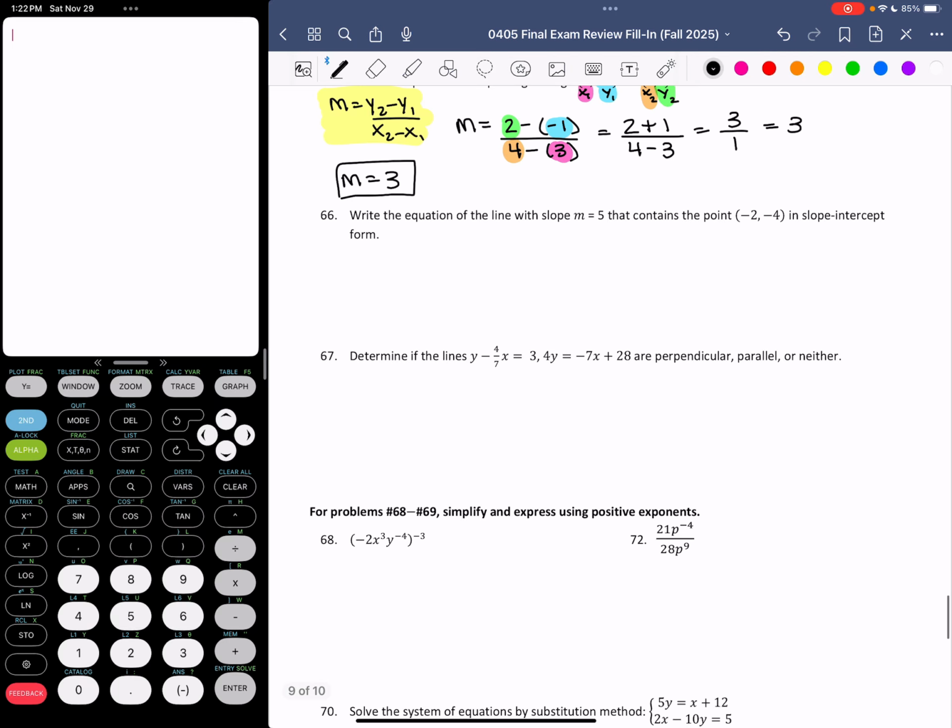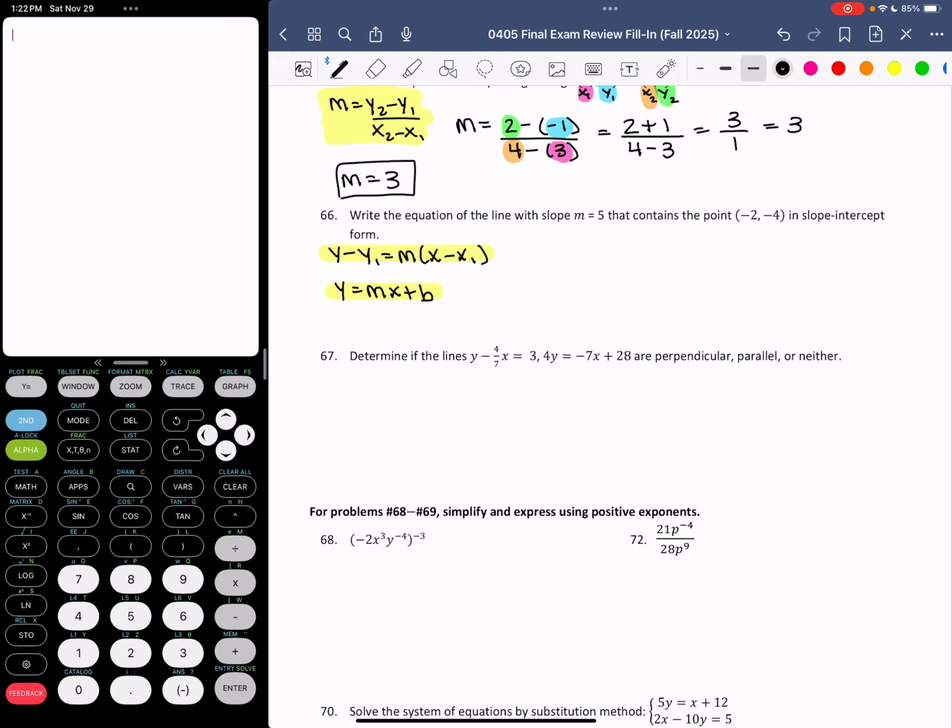Okay, write the equation of the line with slope m equals 5 that contains the point -2, -4 in slope-intercept form. Couple formulas you need for this. You're going to need the point-slope formula, that's this one here. And you're going to need to know y equals mx plus b, because that's what you have to write your equation in afterwards. So both of those formulas are important here. I'll just highlight those.